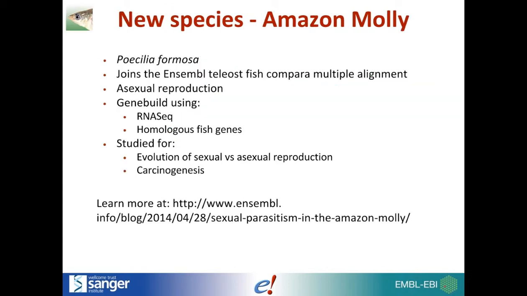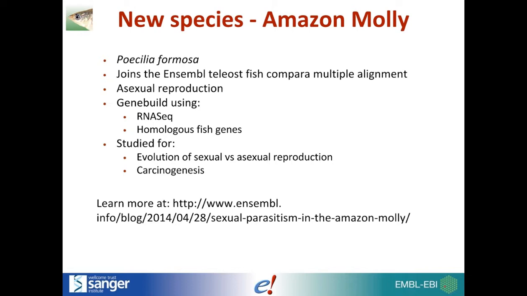We've got a couple of new species. The first one is the Amazon molly, which is a fish. She's not called the Amazon molly because she's from the Amazon. She's called the Amazon molly because they're all female. They have asexual reproduction, which makes them very interesting animals. And we've produced a gene build using RNA-seq, but also using homologous fish genes. And she's of interest because she has this asexual reproduction.